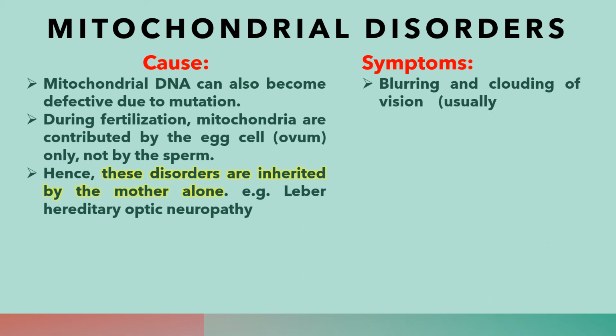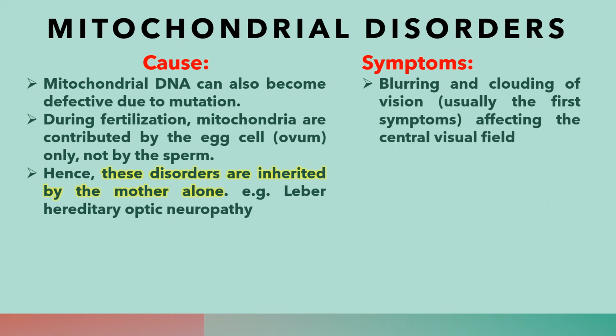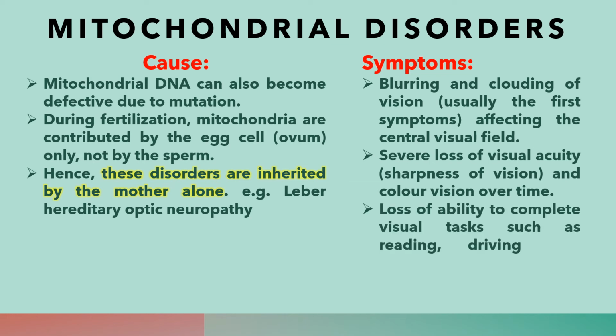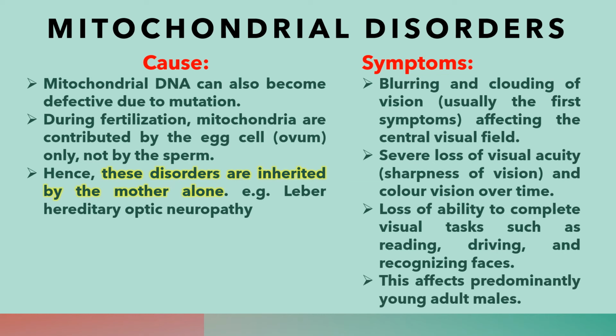Now, what are the symptoms of this? Blurring, clouding of vision, usually the first symptoms, affecting the main or the central, middle visual way in which people see, the middle part. Severe loss of visual acuity, that is sharpness of vision. We see everything blurred, and after some time the color also changes. We can't see proper colors. Loss of ability to complete things that require us to look or to see, like reading, driving, and recognizing faces. Now, this affects predominantly young adult males.